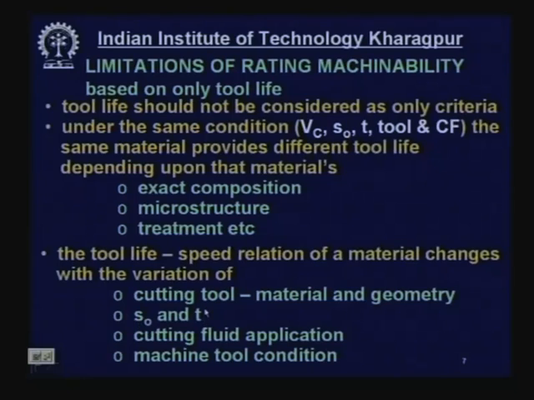Feed and depth of cut: if feed is different, the same material and cutting tool will provide a different machinability rating. Cutting fluid application: if we do not apply cutting fluid or if we apply it, the machinability rating will be widely different. How we apply cutting fluid will also matter, and what kind of cutting fluid you are using will also affect the machinability rating. Then machine tool condition: the power of the machine tool, the rigidity, the compliance, and the stability of the machine tool will also affect machinability of a particular material.